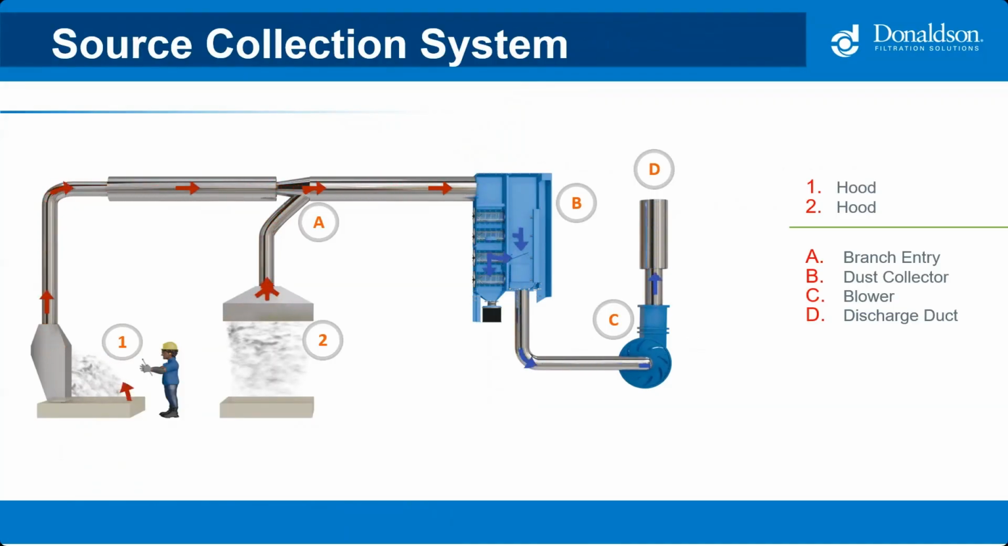You can see a few hood styles shown in the diagram. Hood 1 is pulling the air from the side away from that operator, and then hood 2 is pulling their dirty air straight upwards. If one component in the dust collection system, such as a hood, in this case, is poorly designed, the whole system is affected.